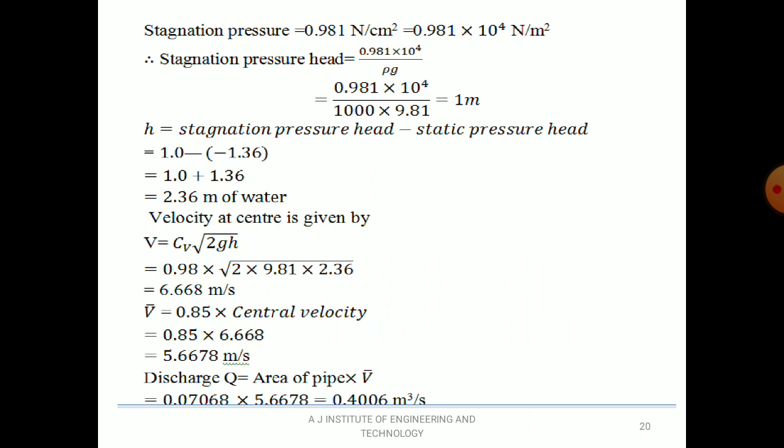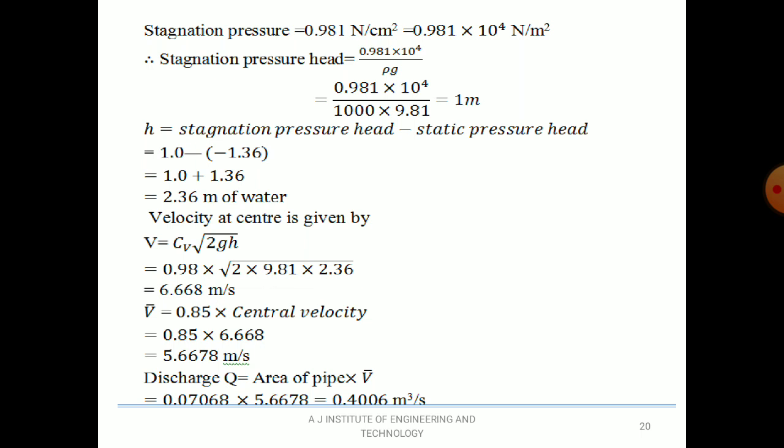Now from the correlation, H equals stagnation pressure head minus static pressure head. Stagnation pressure head is 1.0. Static pressure head is minus 1.36. So 1.0 minus of 1.36 becomes positive, so 1 plus 1.36 is equal to 2.36 meter of flowing fluid. The flowing fluid here is water, so 2.36 meter of water.